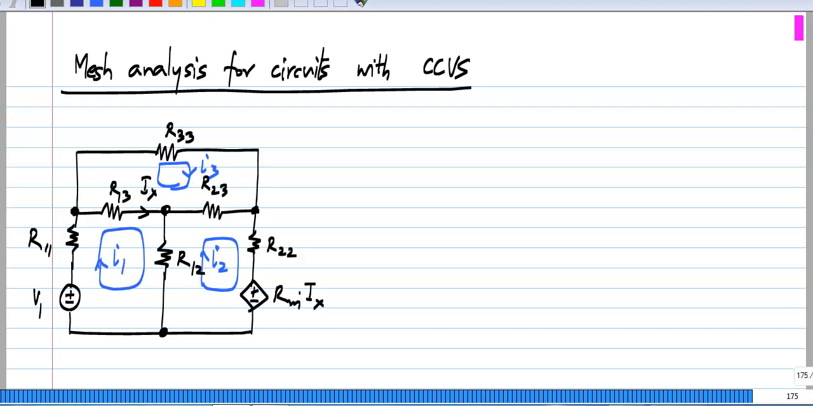Now we'll see how to carry out mesh analysis for circuits which have a current controlled voltage source. What I've done is I've taken the same circuit as before but replaced the second voltage source by a current controlled voltage source, Rm times Ix, and Ix is this current. Now clearly this controlled voltage source is in the second mesh and it's going to affect the equation only for the second mesh.